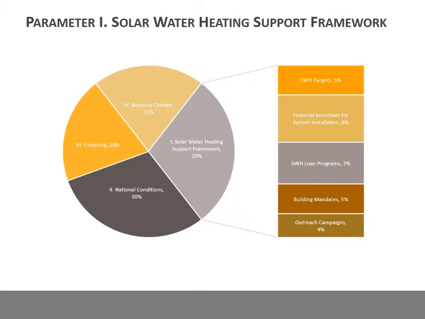Parameter 1 is composed of 5 indicators: solar water heating targets, financial incentives for system installation, solar water heating loan programs, building mandates, and outreach campaigns. Although there are many other specific types of support policy options, these 5 were chosen for scoring purposes following benchmarking of the policy components of successful markets around the world.